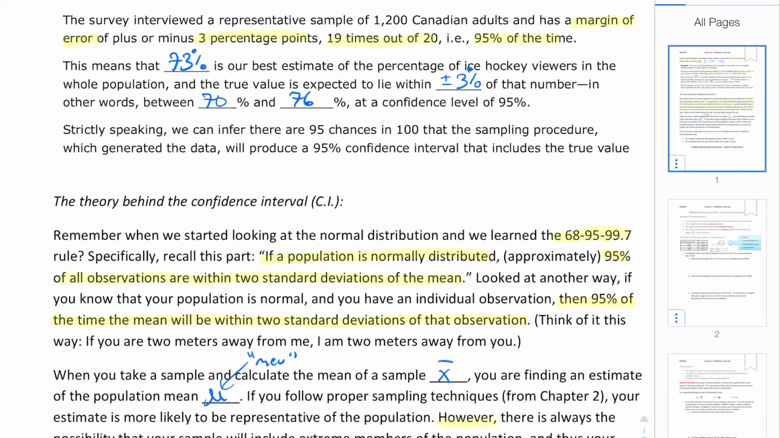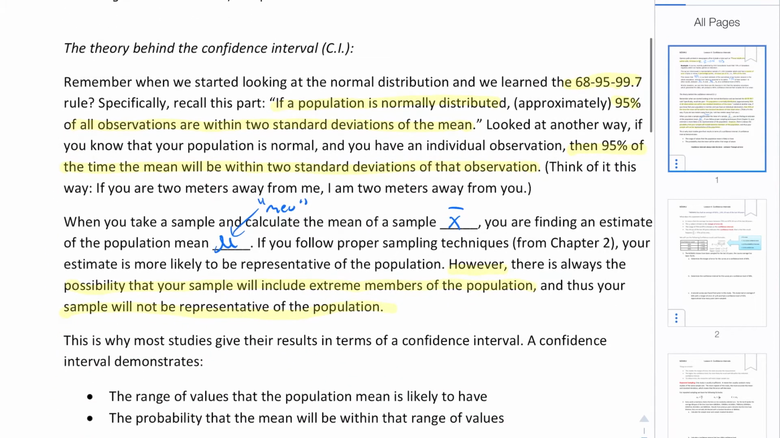So if you follow proper sampling techniques, which we talked about earlier in the course, your estimate is more likely to be representative of the population. However, it's always possible that your sample will include extreme members of the population, and thus your sample will not be representative of the population, and you would be the 5 out of the 100, the opposite of the 95, where that's the case. And sometimes that happens.